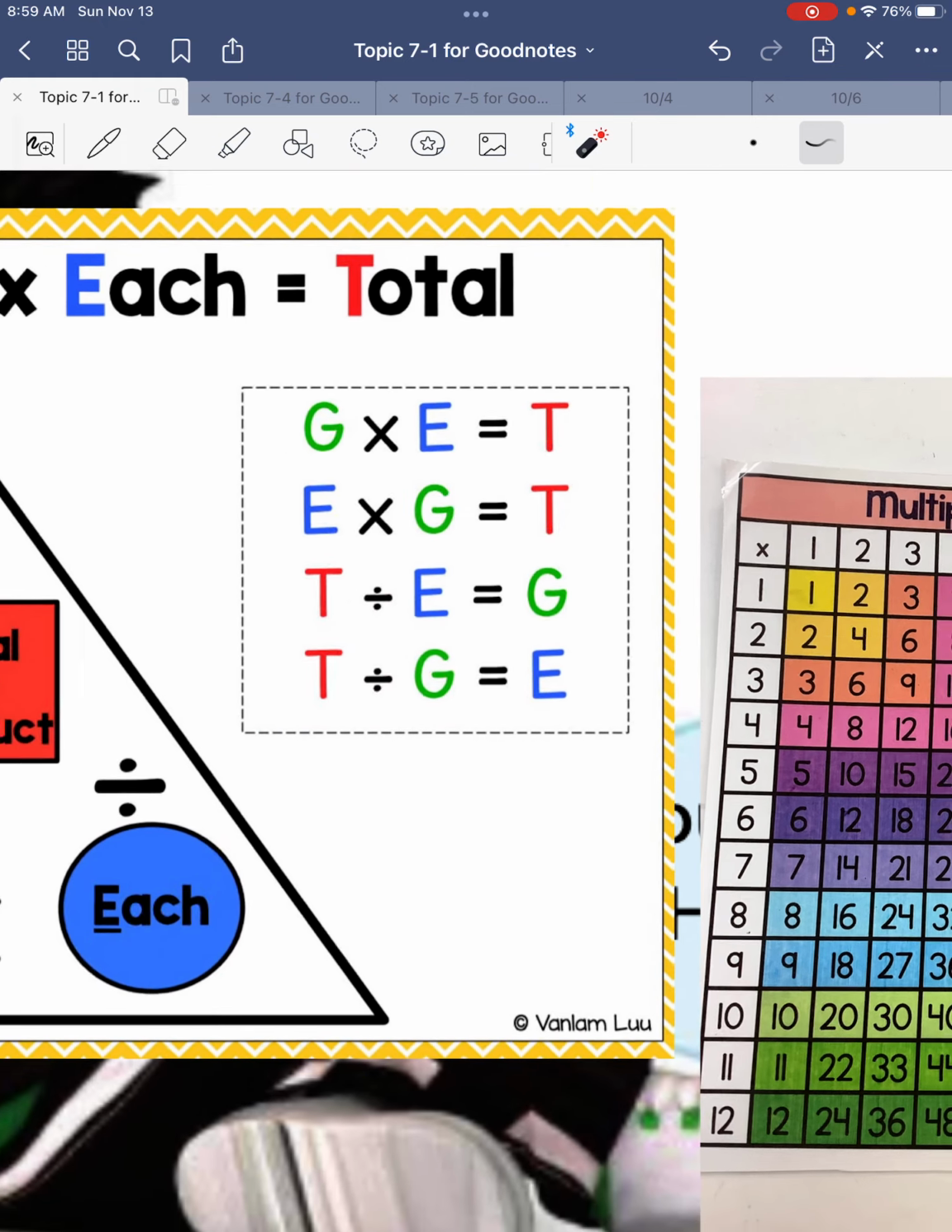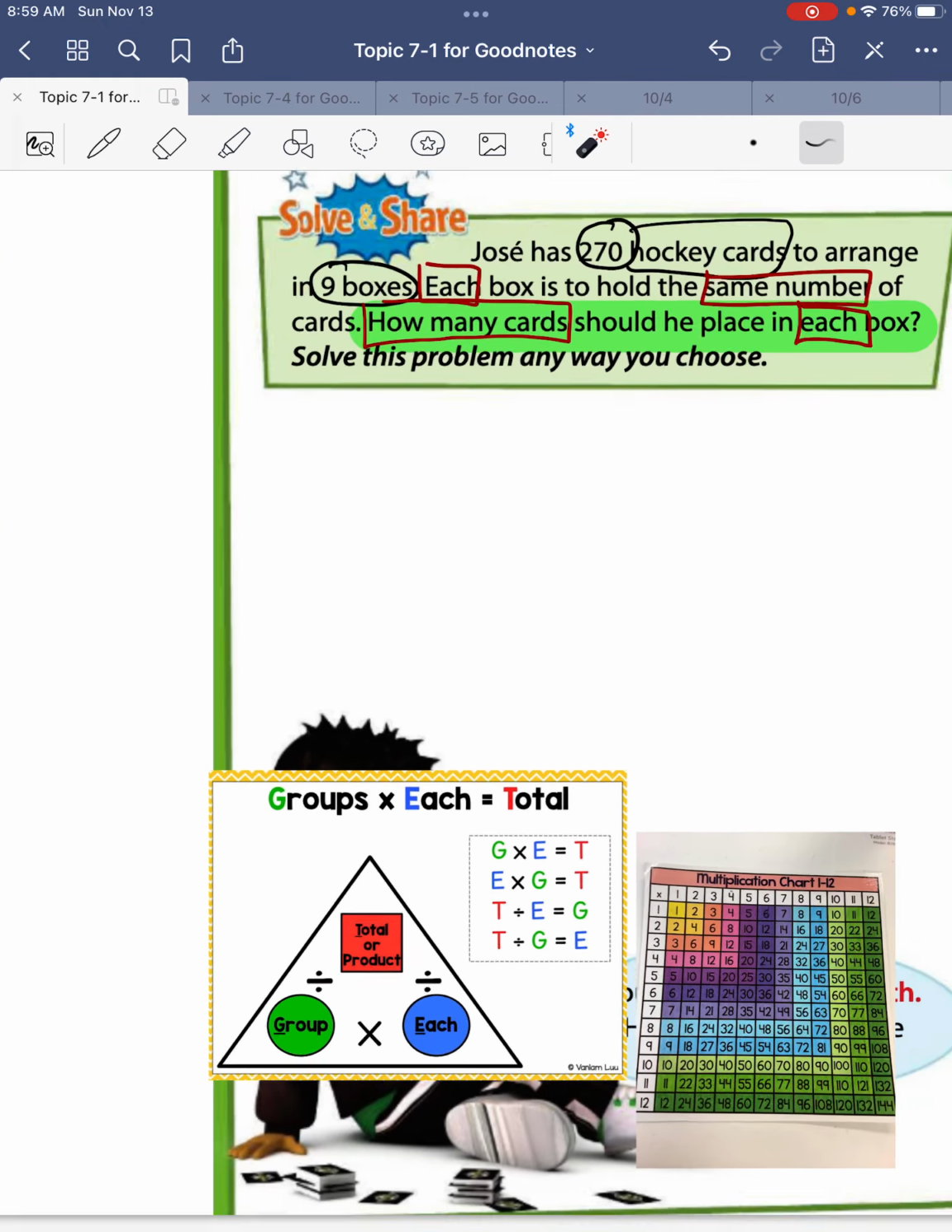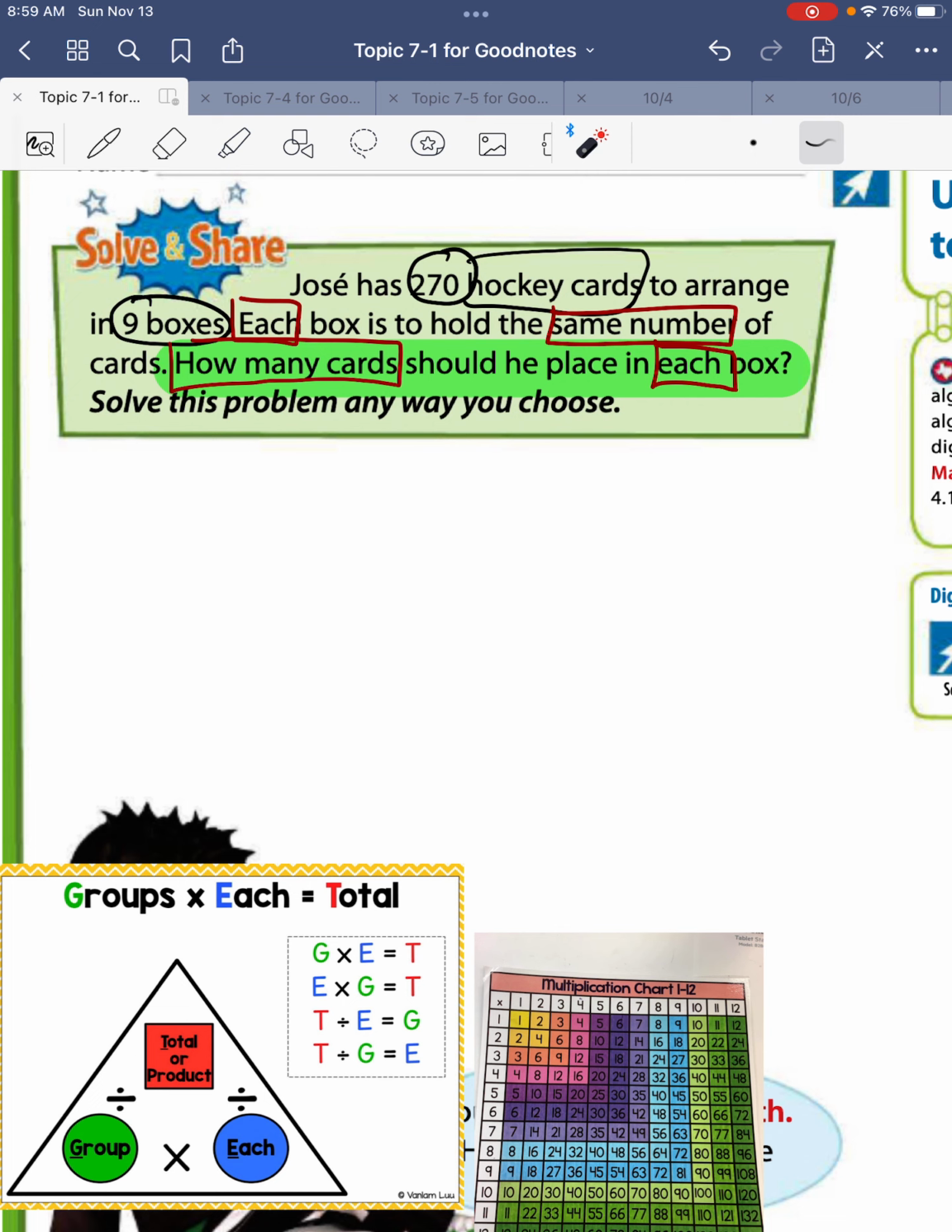Okay? So I need to figure out exactly what I have right now. So I'm going to put my get on the side. And I'm going to start seeing if I can find them. Okay? So I'm going to read the problem again. Jose has 270 hockey cards. That right there, 270 hockey cards, that is my total. That's telling me how many he has. Okay.